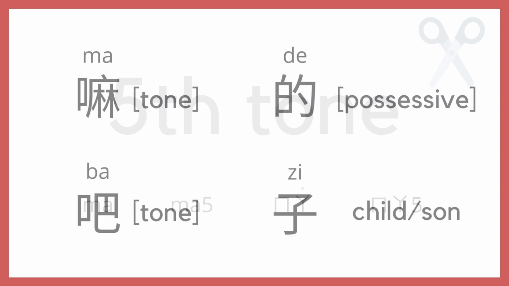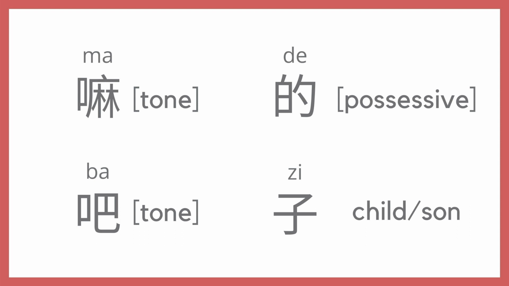Okay, so here are some examples of fifth tone words. Only zi, the word on the bottom right, is a word that can kind of stand by itself. It means child or son. Right above the word zi, we have the character de, which is a possessive character. What does that mean? Well, for example, the word for me in Chinese is 我. So, 我的 means mine. The word for you, as in me and you, is 你.